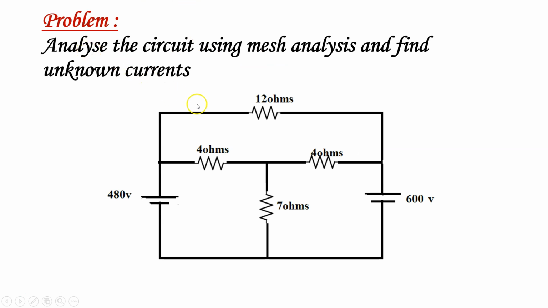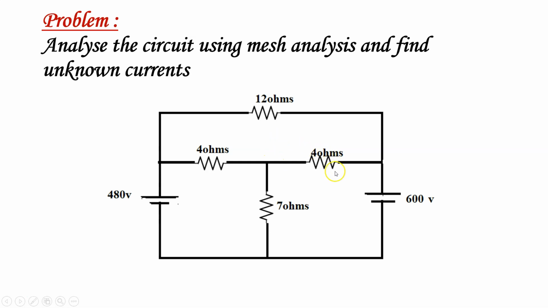So the given problem is: analyze the circuit using mesh analysis and find unknown currents. They have given this circuit. Now what we have to find, they have given us unknown current. In the given problem, if you see, they have not assigned direction. So what is the first step?